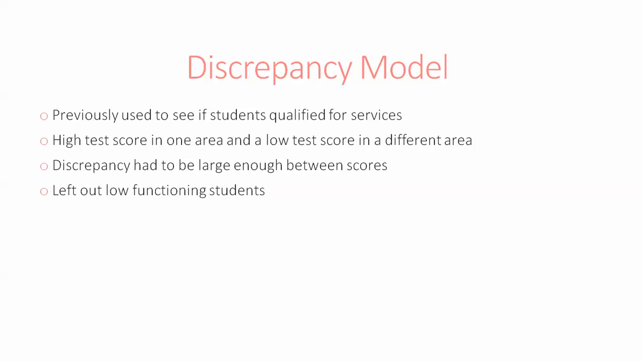This model was previously used to check whether a student was able to qualify for services. In order to qualify, you need to have high test scores in one subject area, but low test scores in another. The catch was that the discrepancy, or the gap between the scores, had to be large enough in order to qualify for services. The problem with this model is that it left out low functioning students, because if you are low in all areas, then you are not able to qualify for special education services.